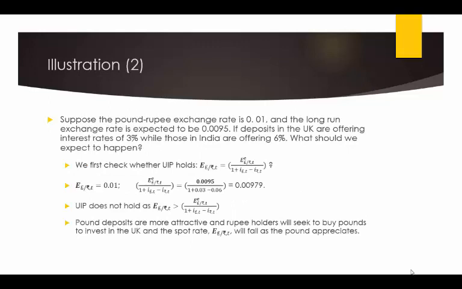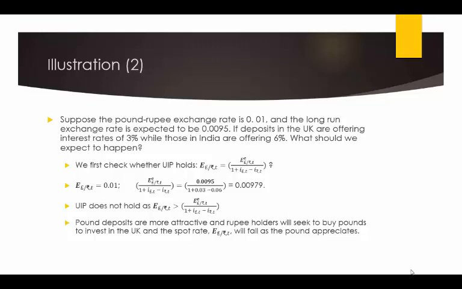Consider another illustration. Suppose the pound-rupee exchange rate is 0.01 and the future expected rate is 0.0095. If banks in the UK are offering 3% interest on deposits, while banks in India are offering 6%, what would astute investors do in this situation? Well, they would have noticed that UIP fails to hold. That is, the nominal pound-rupee exchange rate is greater than the ratio of the future pound-rupee rate to 1 plus the interest rate differential between the UK and India, as computed.